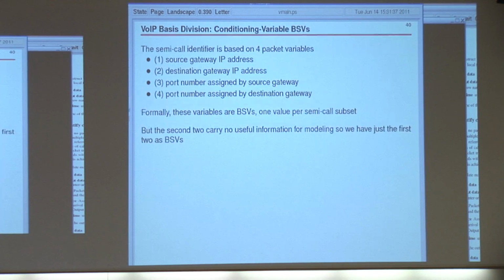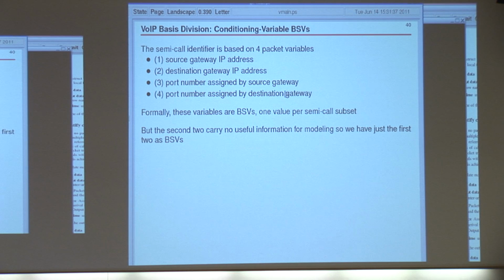Now, however, each semicall has, by virtue of its construction, the call identifier. Remember, the call identifier is just a concatenation of 4 variables: source gateway IP address, destination gateway IP address, port number assigned by the source gateway, and port number assigned by the destination gateway. And of course, it has the call identifier.